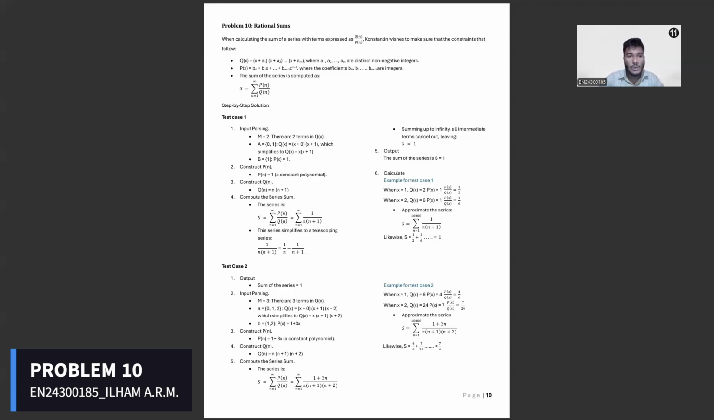The series simplifies into a telescoping series where intermediate terms cancel out, giving a final sum of S equal to 1. In test case 2, Q of x equals x times x plus 1 times x plus 2 and P of x equals 1 plus 6. By summing, the result converges to S equal to 7 by 4. The key steps involve constructing P of n and Q of n, and simplifying the series.